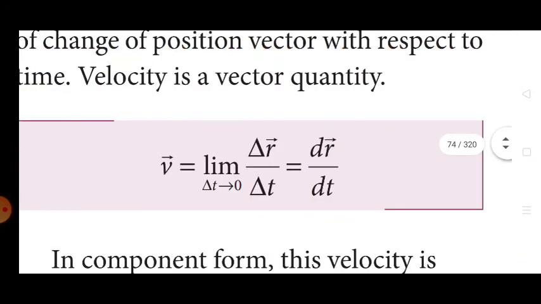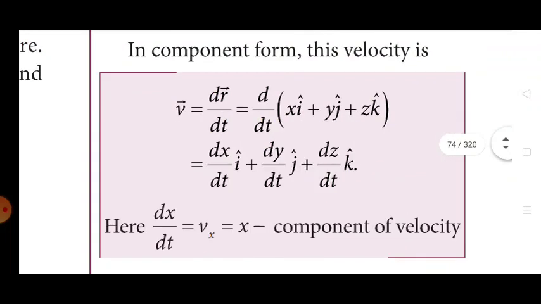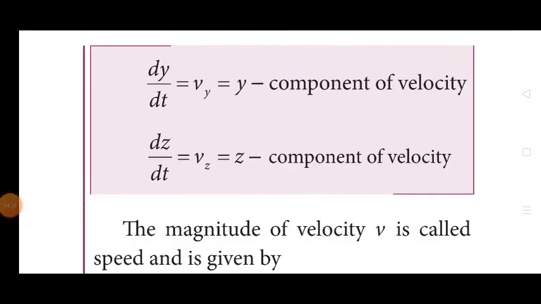In component form, the velocity v vector is equal to dr by dt. That means d by dt of r vector, substitute பண்ணுங்க x i cap plus y j cap plus z k cap. So finally we will get dx by dt i cap plus dy by dt j cap plus dz by dt k cap. So here dx by dt is equal to vx, the x component of velocity. dy by dt is equal to vy, the y component of velocity, and dz by dt is equal to vz, the z component of velocity. V is equal to root of vx square plus vy square plus vz square.